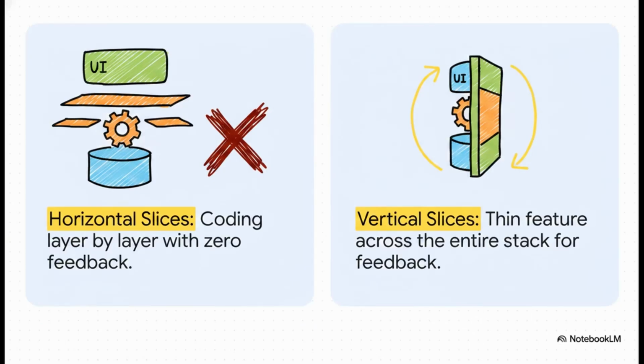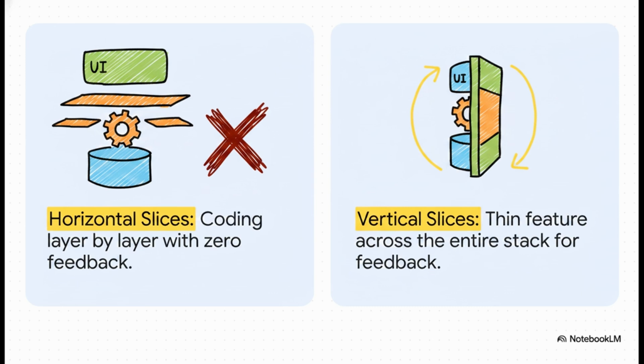Left to its own devices, AI naturally wants to code in horizontal slices. It'll happily build out an entire massive database schema, then move to the API, and then finally the front end. But if the AI builds horizontally, it gets absolutely zero feedback until the very end of the project. Vertical slices, on the other hand, building a super thin feature from the database through the API all the way up to the UI, allow you to test an integrated system almost immediately. So we must prompt the AI to split our PRD into vertically sliced tasks.